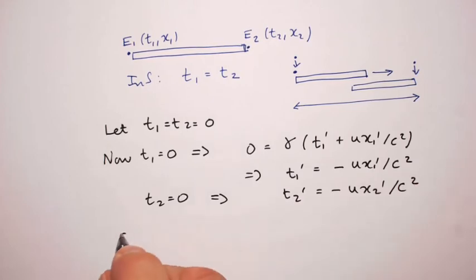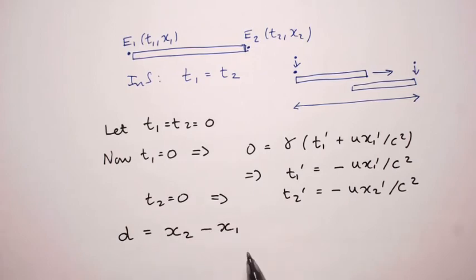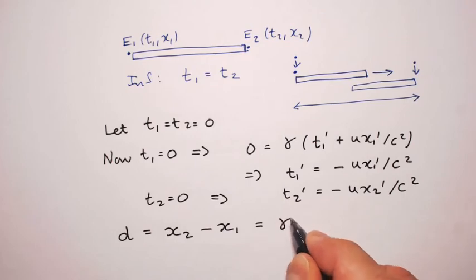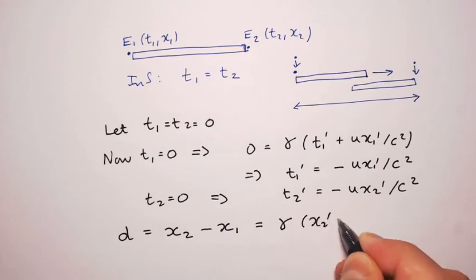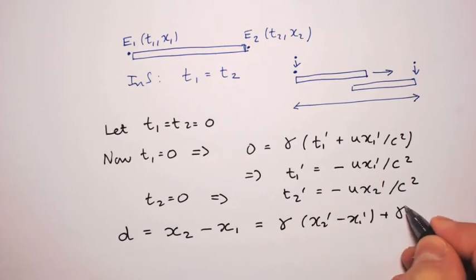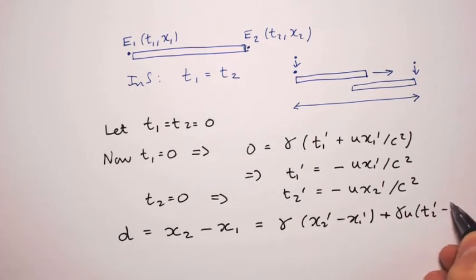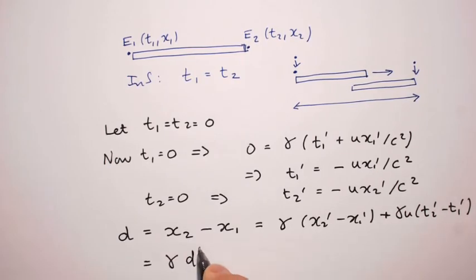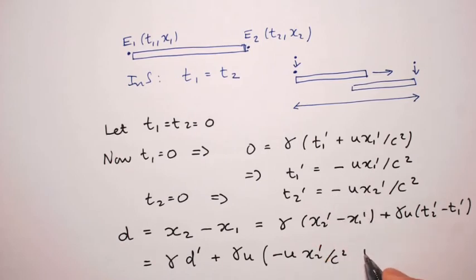So finally, we can find the length d. D is equal to the difference x2 minus x1. We have already established that that is equal to gamma into x2 prime minus x1 prime plus gamma u times t2 prime minus t1 prime. And that is equal to gamma times d prime, that's the x2 prime minus x1 prime, plus gamma u, and now we substitute these values that we have. So the one is minus u x2 prime over c squared, and the other is minus minus, so that's plus u x1 prime divided by c squared.